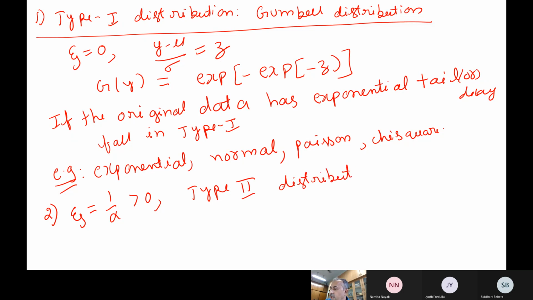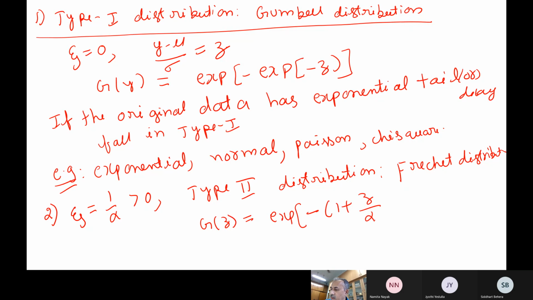So this is a type 2 distribution that comes into the picture. This is also known as a Fréchet distribution. The function g of z is written as exp of minus 1 plus z by alpha, the whole to the power of minus alpha. So this is the expression which we have.